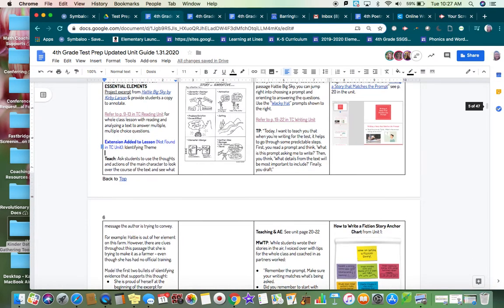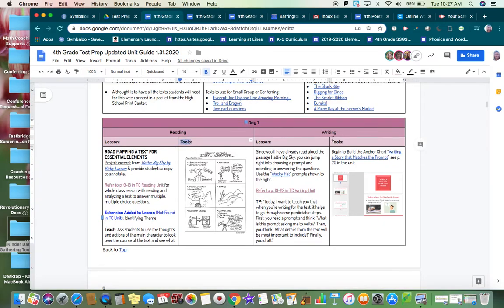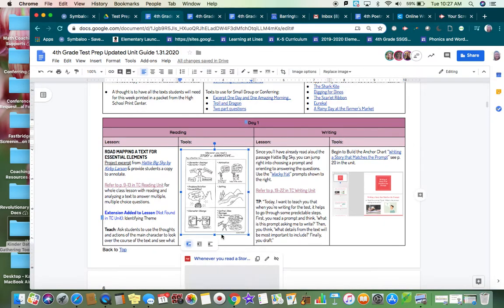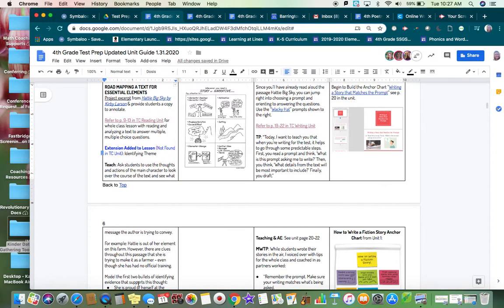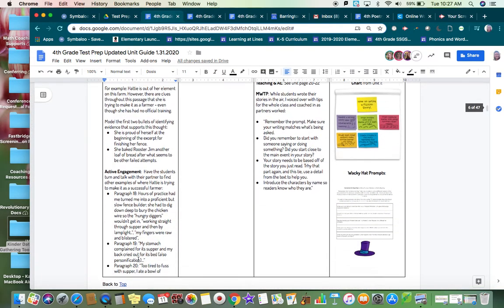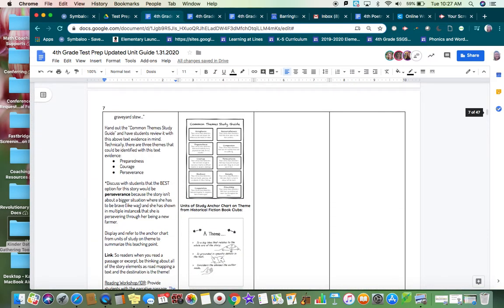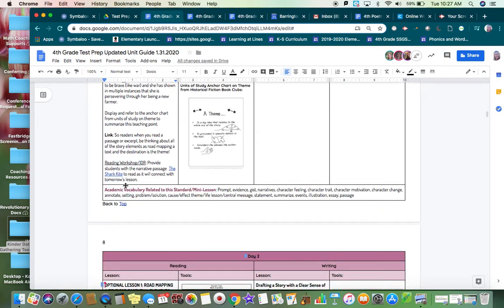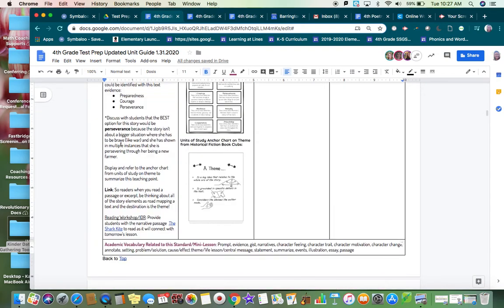You'll notice the columns directly to the right here are the tools. So it just gives you a nice either link or visual of what tool you should have ready for each lesson. And for most of them, it goes through all aspects of the mini lesson. Sometimes it'll otherwise just say refer to pages such and such in the Teachers College unit.